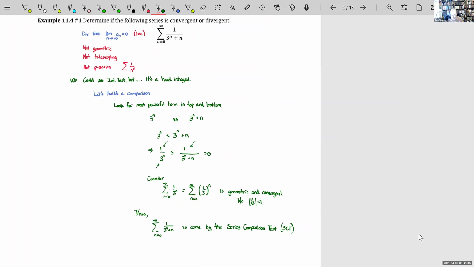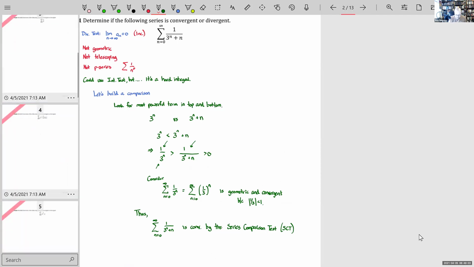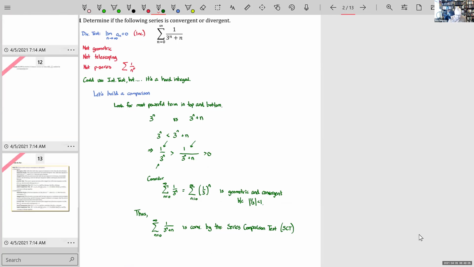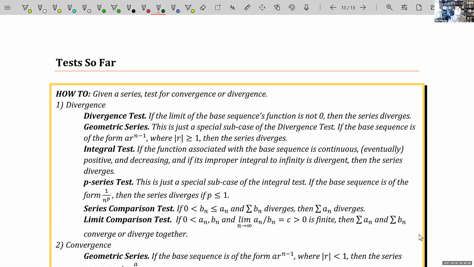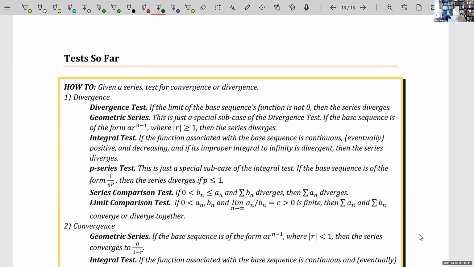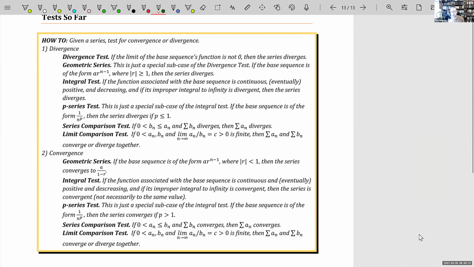There you go. It's very, very nice. So the series comparison test is actually a pretty nice one to get used to. We don't have enough time for another problem. But to give you a heads up of where we'll be at the end of next class, we will have this brand new list of tests so far, and it'll just keep growing. It just gets bigger and bigger.